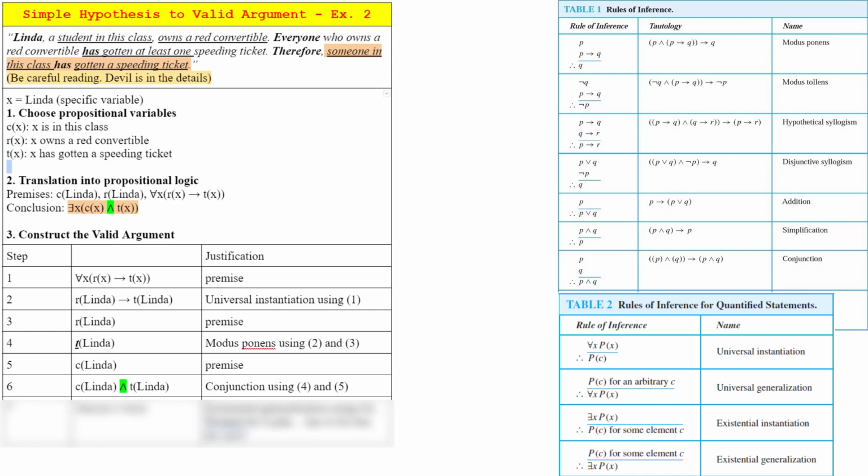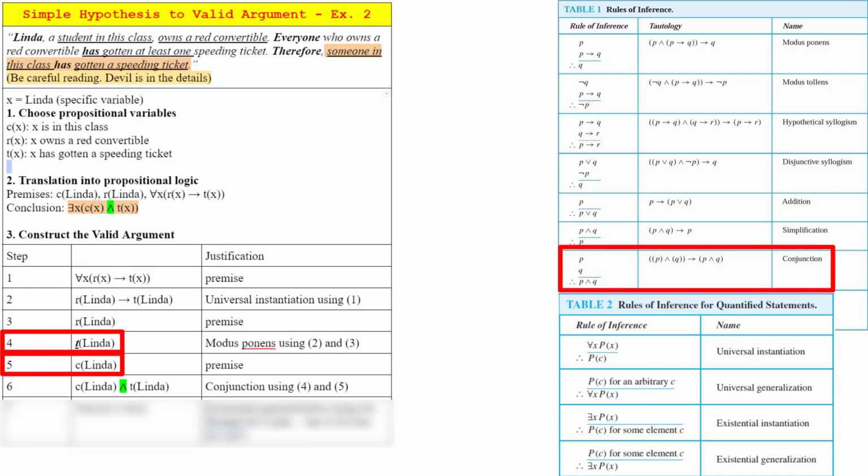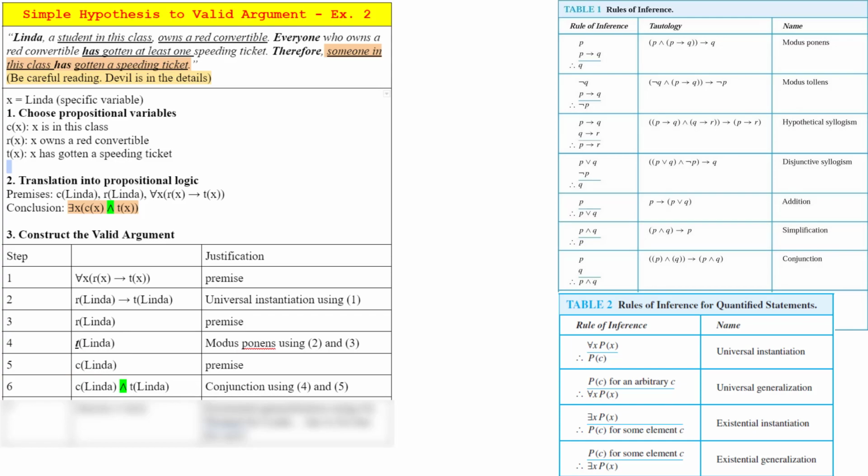So how do we combine those two? Well, we use what we've done before, and that's conjunction. To combine those two together to get our C of Linda and T of Linda.